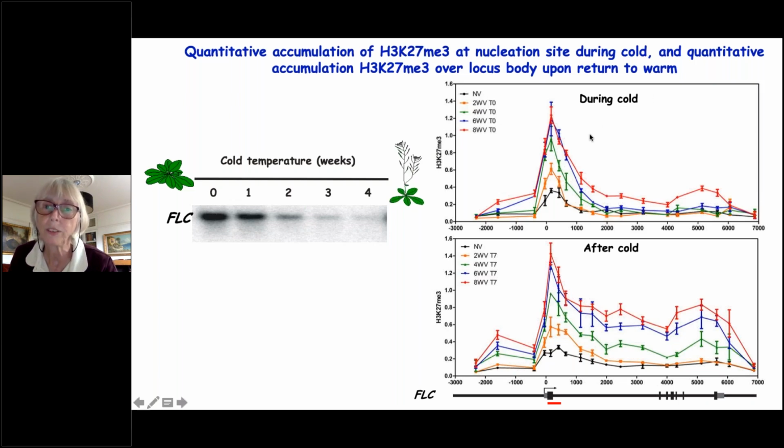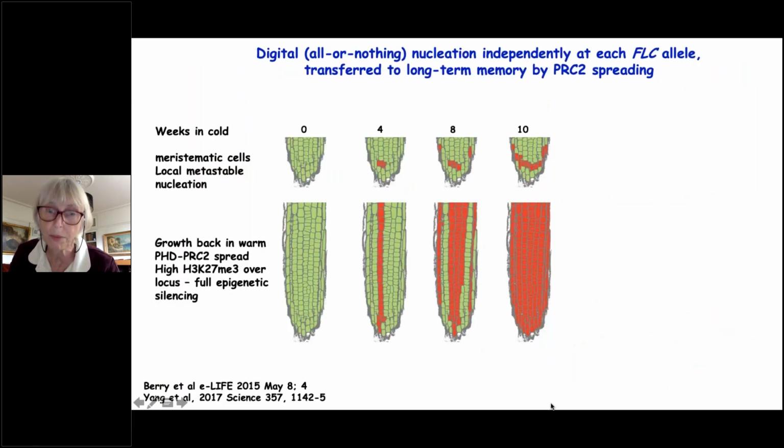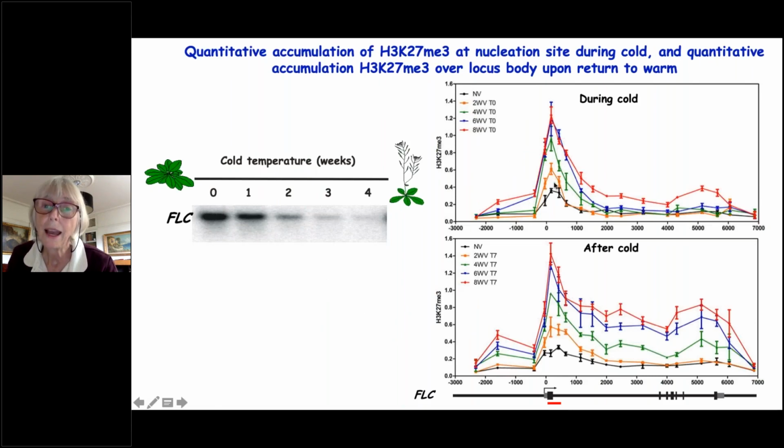During the cold, this is what you see. You see an accumulation of K27 trimethylation at this nucleation site, just downstream of the promoter, and an accumulation as the plants have increasing cold. This is during the cold. As you bring the plants out after cold, 7 days after, you can see that the K27 is now spread into the body. But in both cases, it's a quantitative accumulation of K27 trimethylation, which comes along with increased cold exposure.